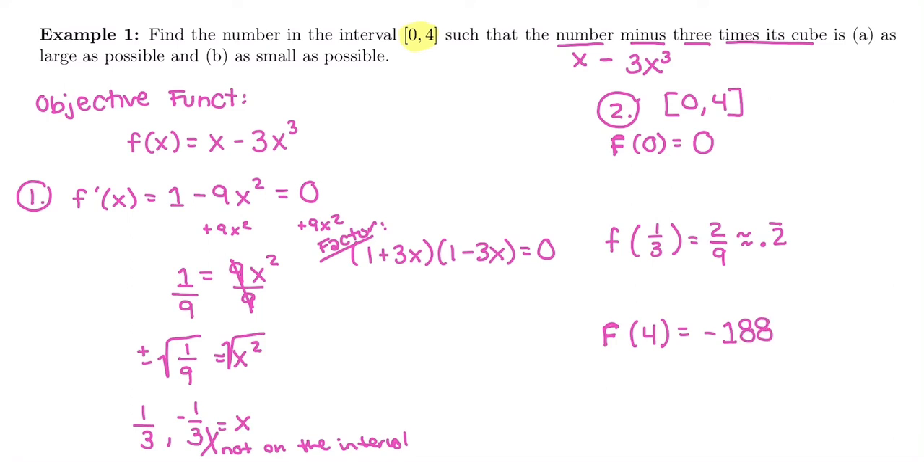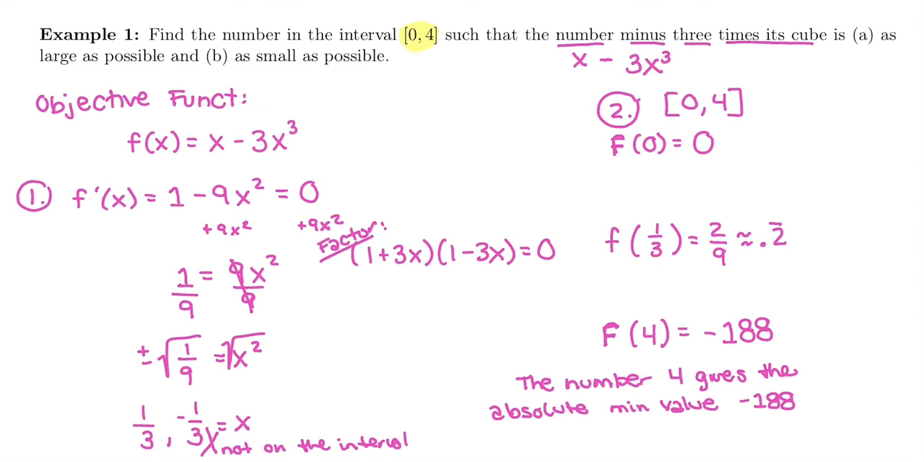So it says to answer two things. It says find the number that gives you the largest answer possible and the smallest answer possible. So the number, what do you think? What's the smallest between 0, 0.2, and negative 188? The number 4 gives the absolute min value, negative 188. That's what makes it as small as possible.